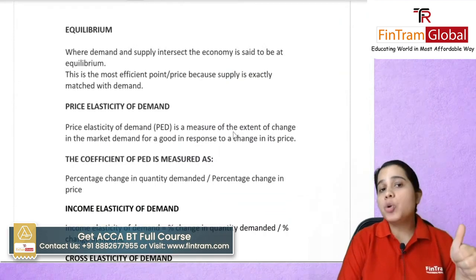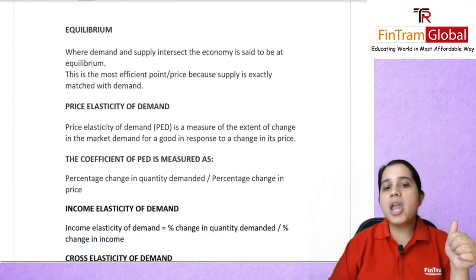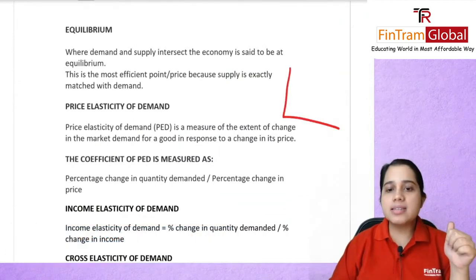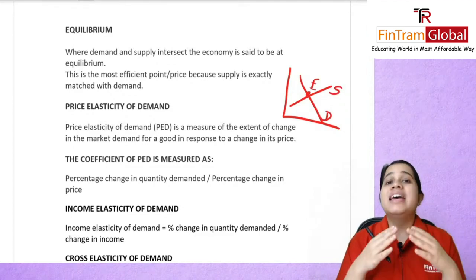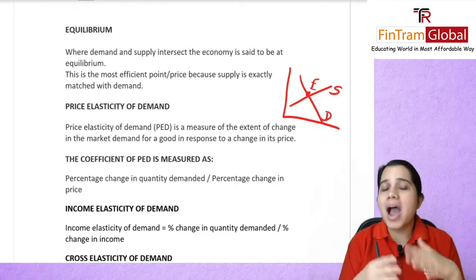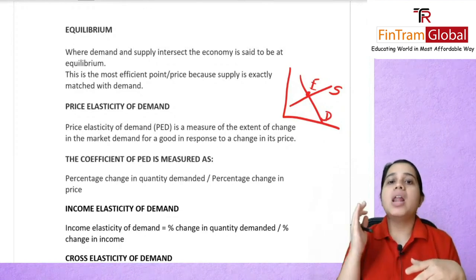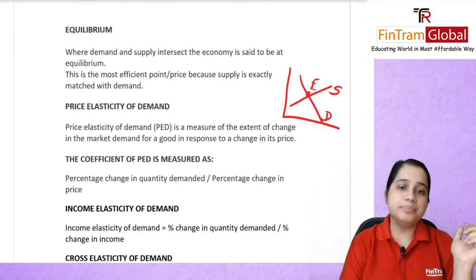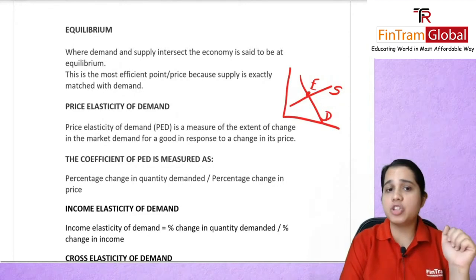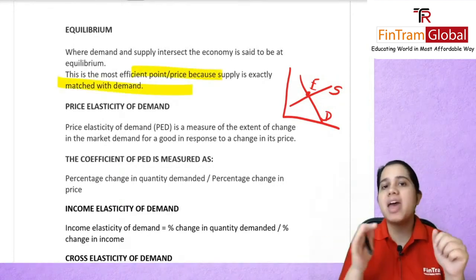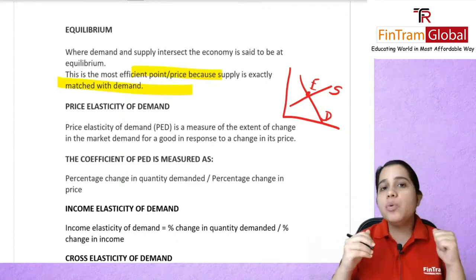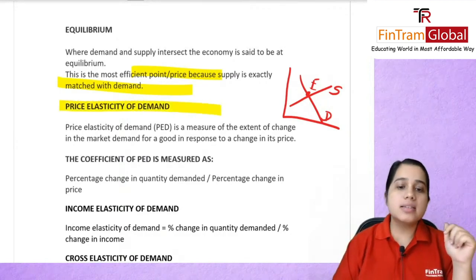Now, equilibrium, what was equilibrium? Equilibrium is the point wherein your demand and supply curves intersect. So this is your demand curve, this is your supply curve, this is E, the equilibrium point. This is the point wherein your demand is absolutely equal to your supply. This will be the most efficient point of price, because supply will exactly match your demand. Then we had talked about price elasticity of demand.